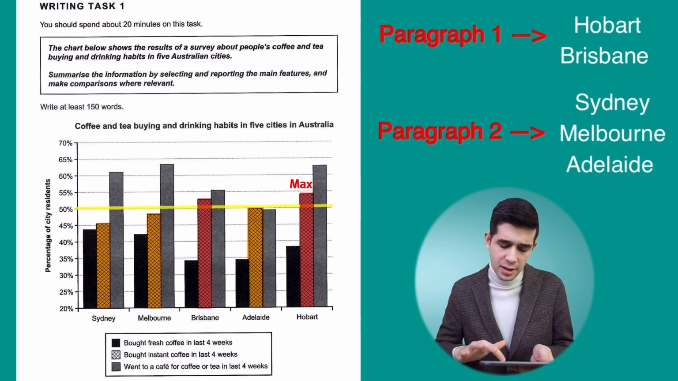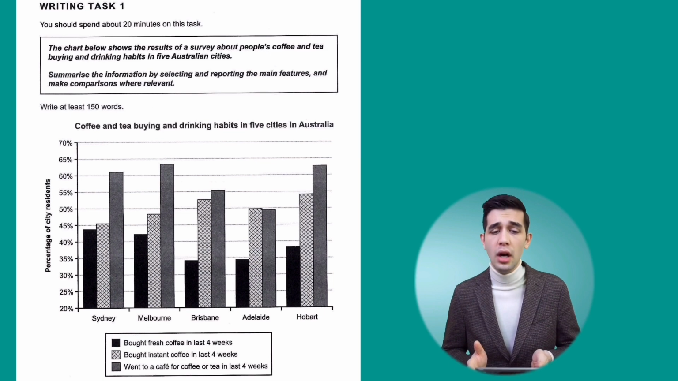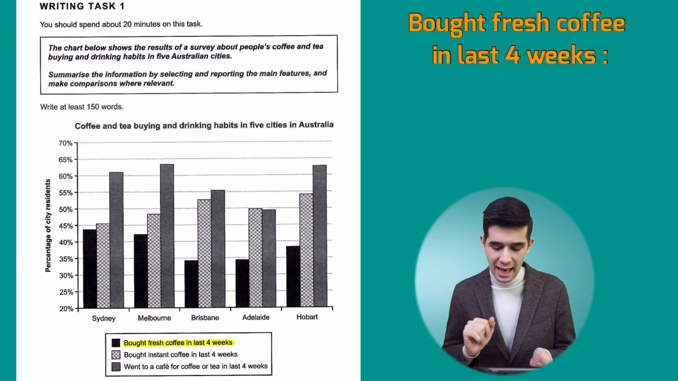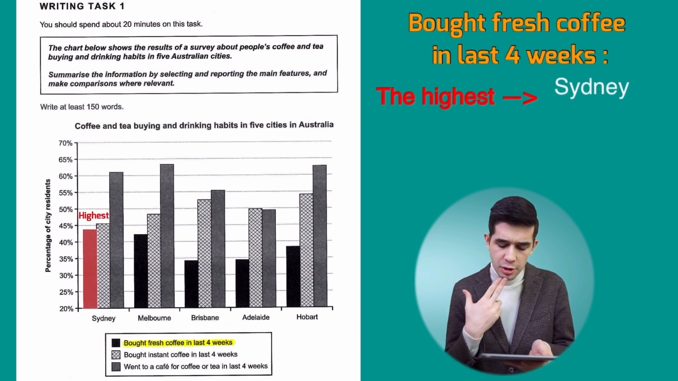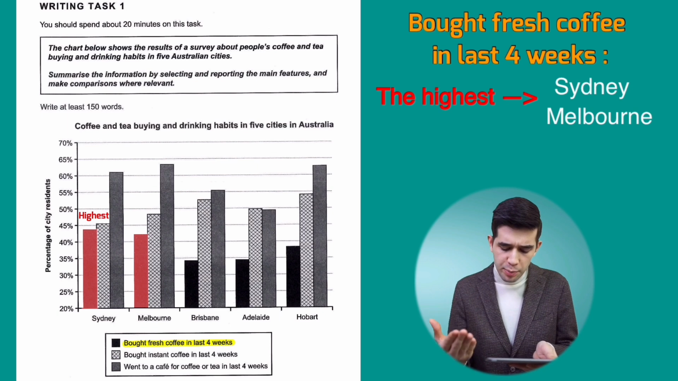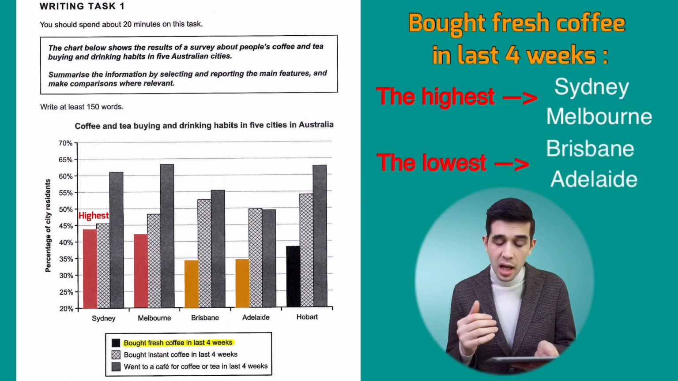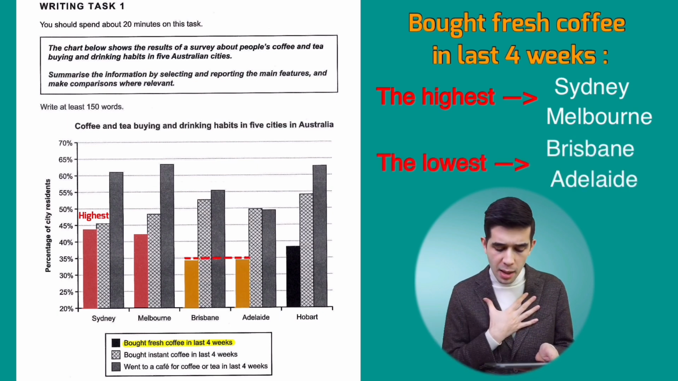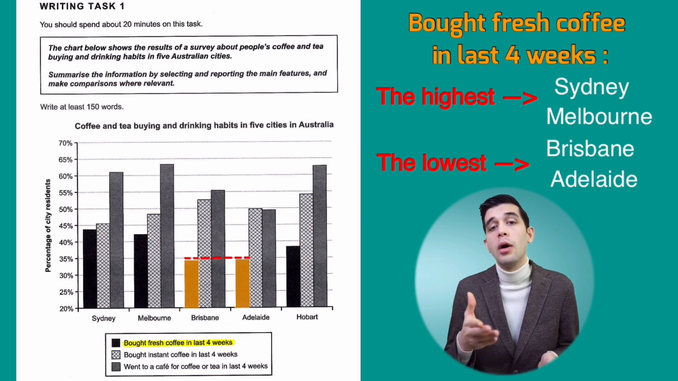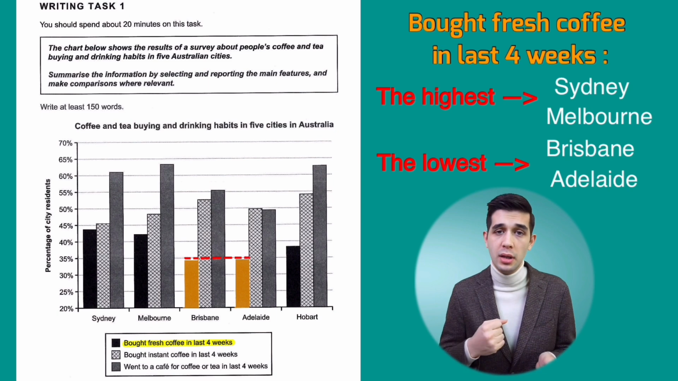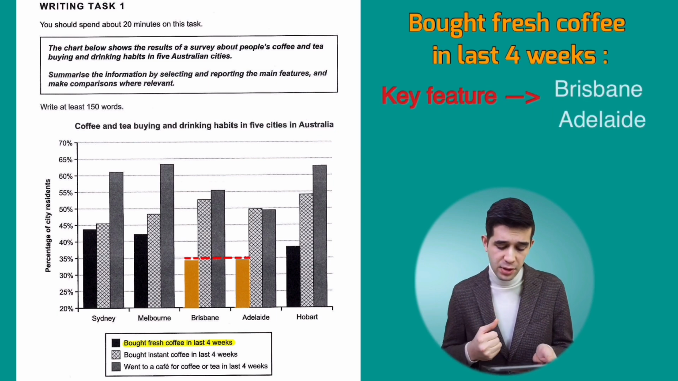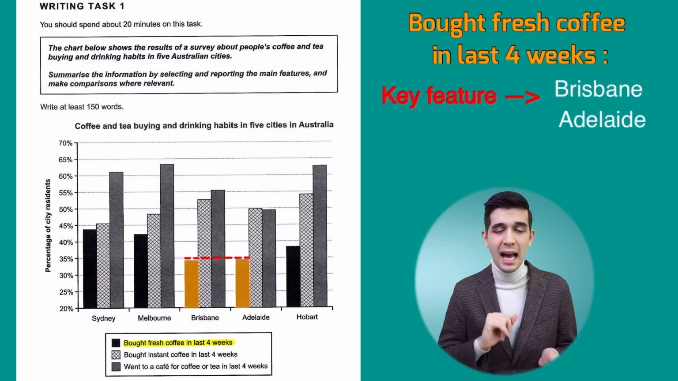Let's move on to another category. Let's talk about those who bought fresh coffee in the last 4 weeks. As you see, the highest was Sydney, right? But it's very close to Melbourne. However, Brisbane and Adelaide were the lowest and they are almost equal. So in my opinion, Brisbane and Adelaide are more important than the other 3 cities to be mentioned in details. I think the key feature here is to talk about Brisbane and Adelaide.